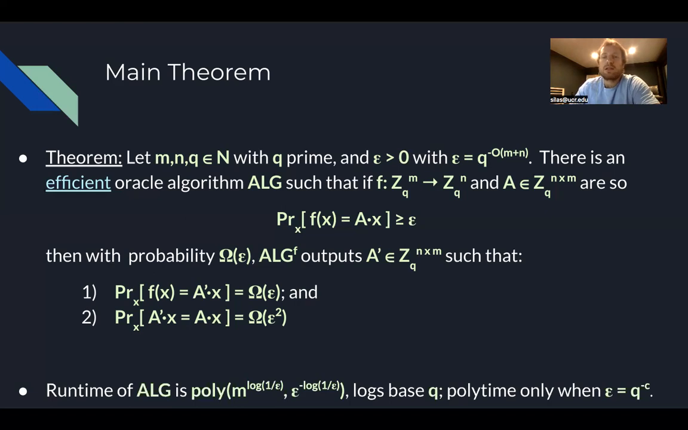Nevertheless, for the entire rest of the talk, I'm just going to talk about the case of q equals 2, just for simplicity. But just to say again, our result gives a polynomial time algorithm when epsilon is 1 over a power of q. And so that's more likely to be the case when q is bigger.